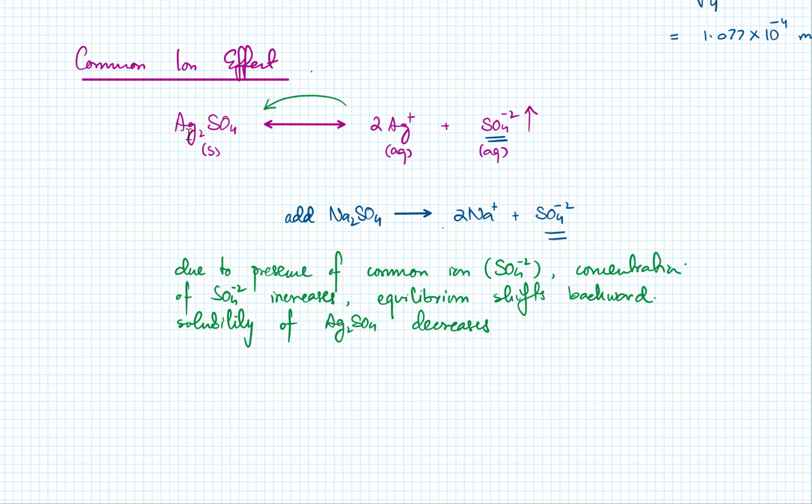Now, the same thing: you can have a numerical question on this as well. Remember, when you're answering this, you always use the term common ion effect. There's a mark for that. So you're not just going to write the explanation, you're going to write that it's due to the common ion effect, that the concentration of sulfate ion increases and the equilibrium shifts backwards.